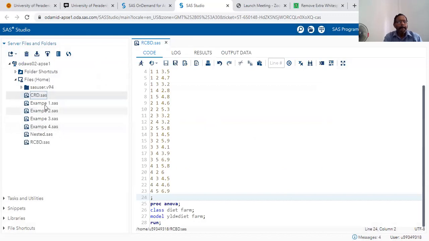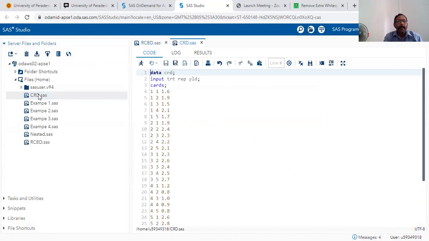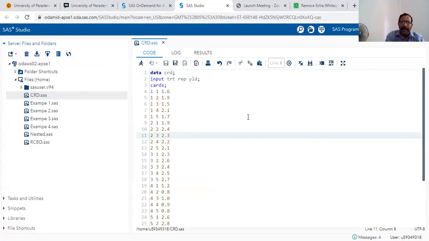I'll go for CRD. Yesterday's example, not today's one, yesterday's example. Let's say now I have a missing data here. Suddenly, this is a tomato yield.